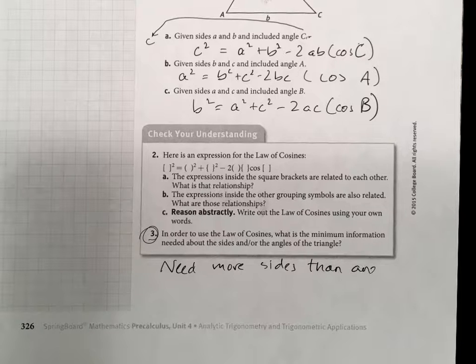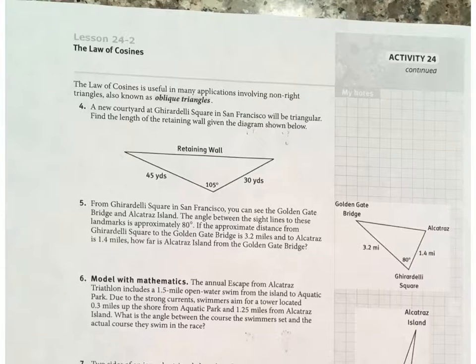than angles. So what does this mean really? If you have side, side, side, that's more sides than angles. It's a lot more sides than angles. If you have side, angle, side. So if you have one of these two patterns in your triangle, then you will be able to use the law of cosines. So check it out. Let's do some.